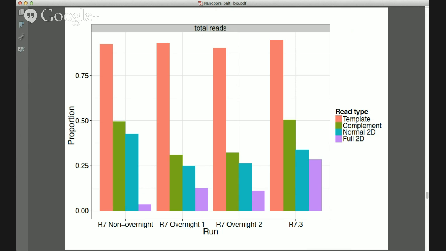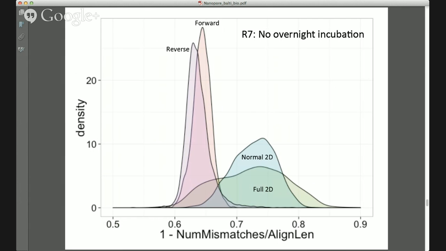So what's happened in the last week or two is a new chemistry has been released, a new genomic DNA sequencing kit called R7.3, and that's what we're running at the moment. And that seems to have had a decent impact in the yield, so it's doing decent yields, like we were seeing with the non-overnight incubations, but you're also seeing a much higher relative proportion of full 2D reads, which is good. So this is the key kind of quality slide, if you like, for E. coli.